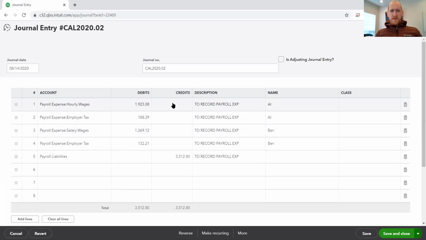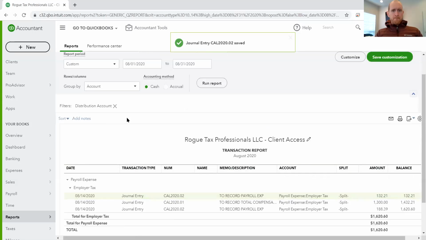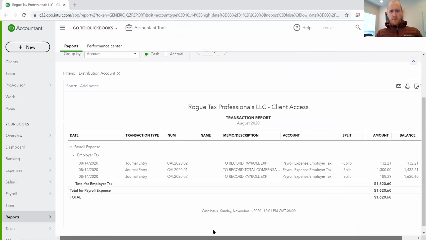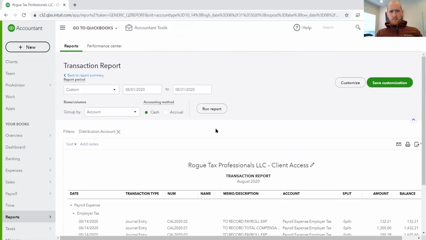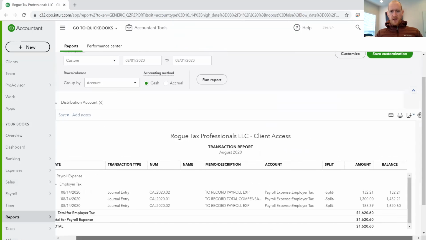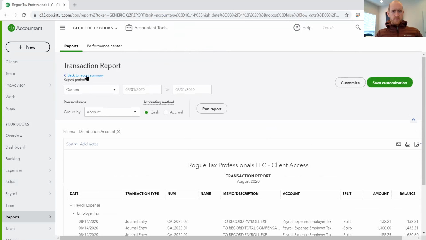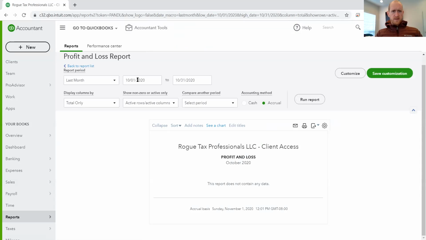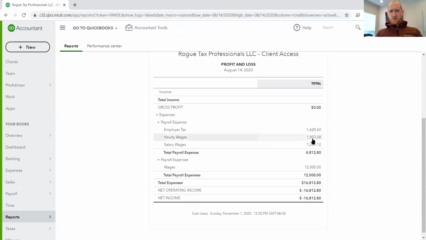All right. So then you can run a report. And maybe I want to know what my employer taxes are by employee. So let me run a report. I'm going to go to profit and loss. I'm just going to go to the date that I entered that in. Okay. Now here are my journal entries.